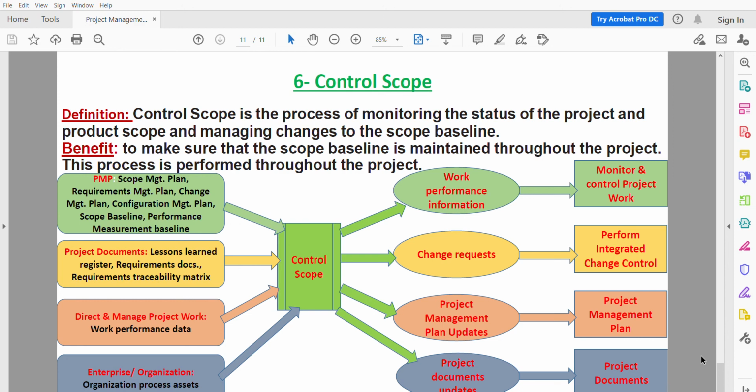So this is the last section of this process, the scope management plan, and I hope it is helpful. I know it's a lot of information, and I refer you to the literature on this subject because it's a very important subject, and hope to see you in the next presentation.